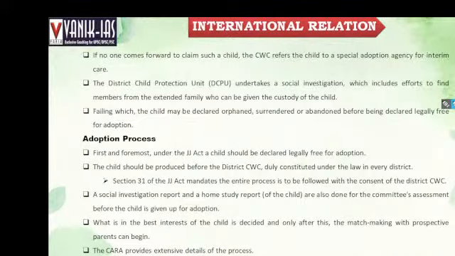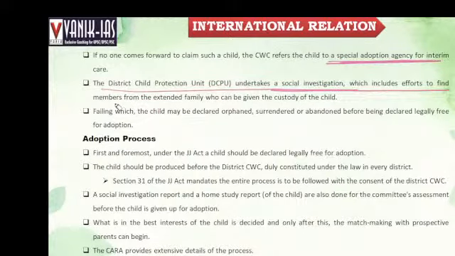If no one comes forward to claim such a child, CWC refers the child to a special adoption agency for interim care. Suppose the parents of a particular child die, then what happens? CWC waits for a response. If no one comes forward to claim the child, then it refers to a special adoption agency. The District Child Protection Unit (DCPU) undertakes a special social investigation, which includes efforts to find members of the extended family who can be given custody of the child. If any of the family members want to take responsibility for the child, that is also welcome.